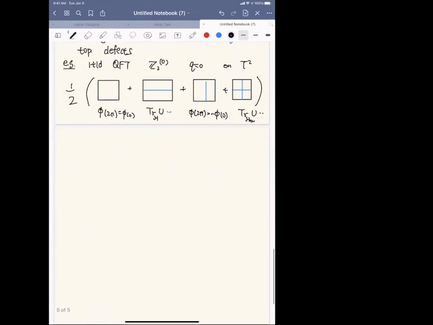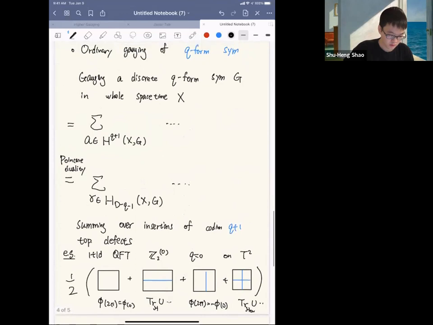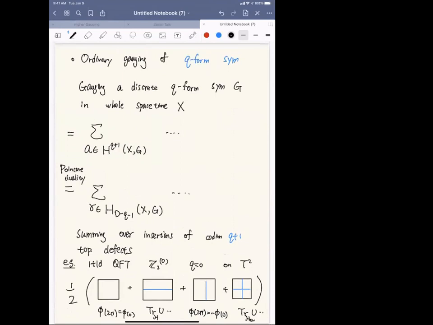Out of curiosity, there is a known duality in many cases between Chern-Simons theory in 3D and rational conformal field theories, including orbifolds. So can we interpret this gauging of a one-form symmetry in terms of inserting Wilson lines in Chern-Simons theory? Summing over insertions of the Wilson lines in Chern-Simons theory, yes. Yeah. Okay. So, the short answer is yes.